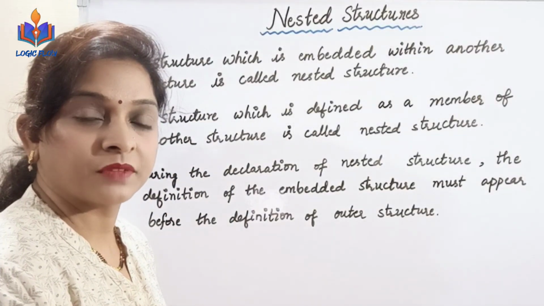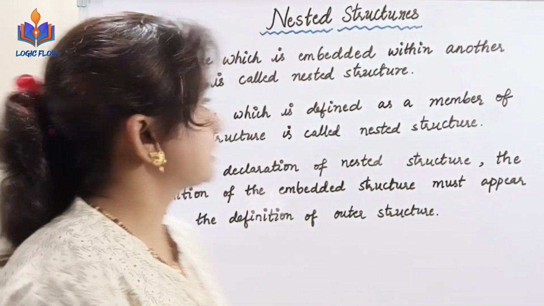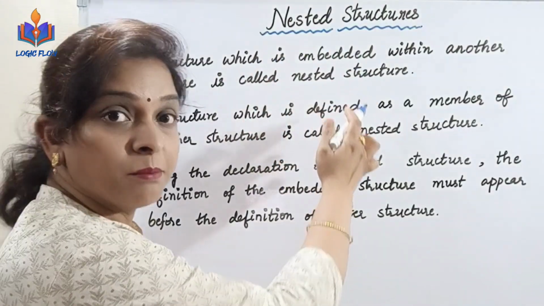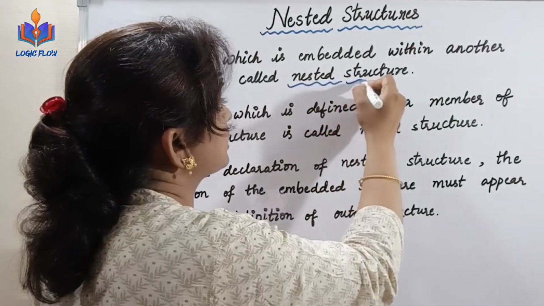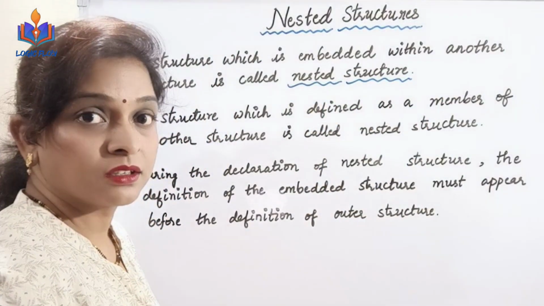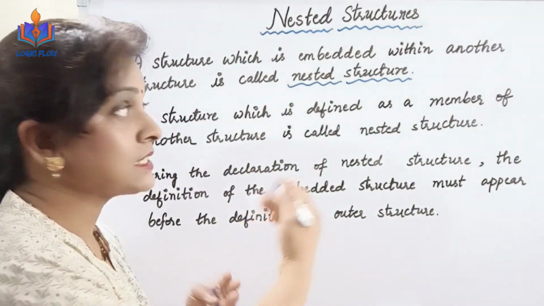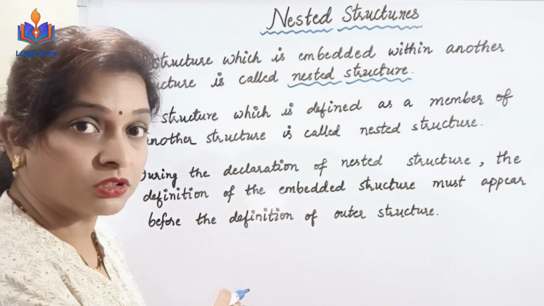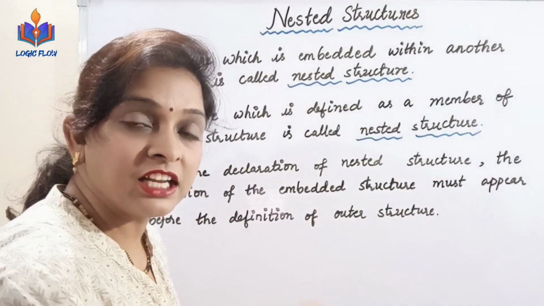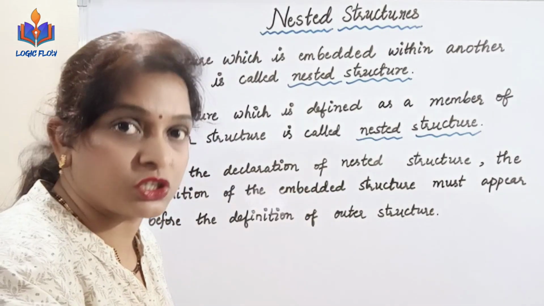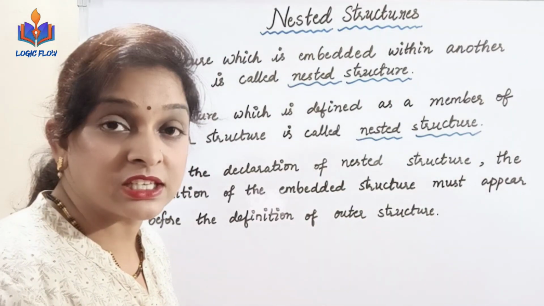Nested structure. As the name itself tells you, it is a structure within a structure. So I can say a structure which is embedded within another structure is called a nested structure. I can also say a structure which is defined as a member of another structure is called a nested structure. Means creating one structure within another structure. Embedding one structure within another structure is called a nested structure.